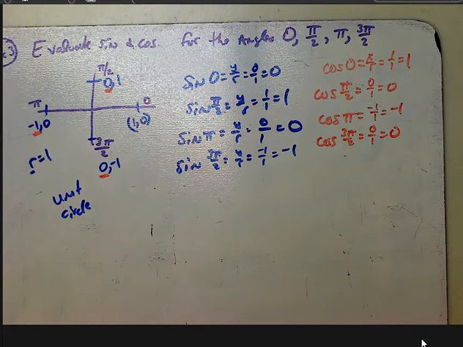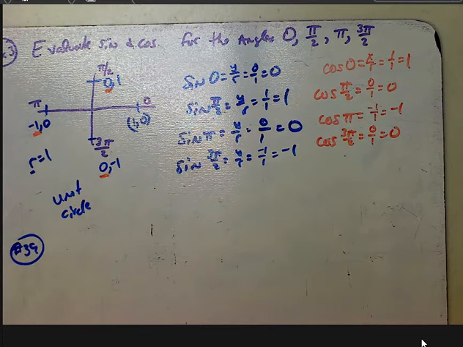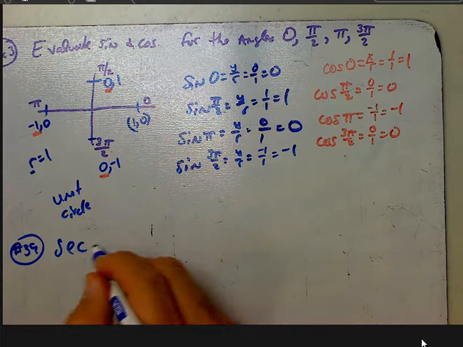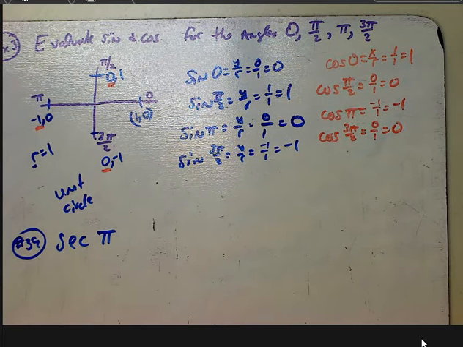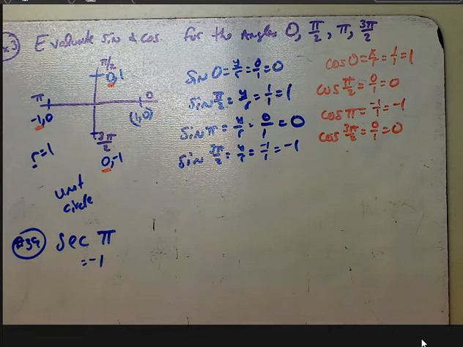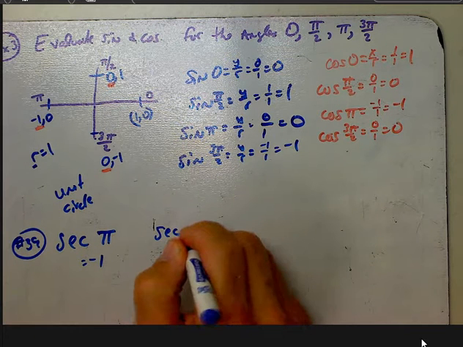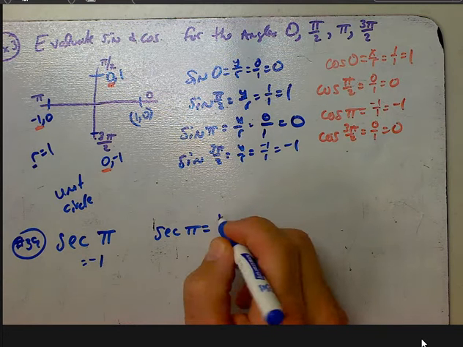Number 39 says to find the secant of pi. See if you can evaluate the secant of pi, come back, see if you got the right answer. Okay, the secant of pi should be -1. We know that the secant of pi is defined as r over x.